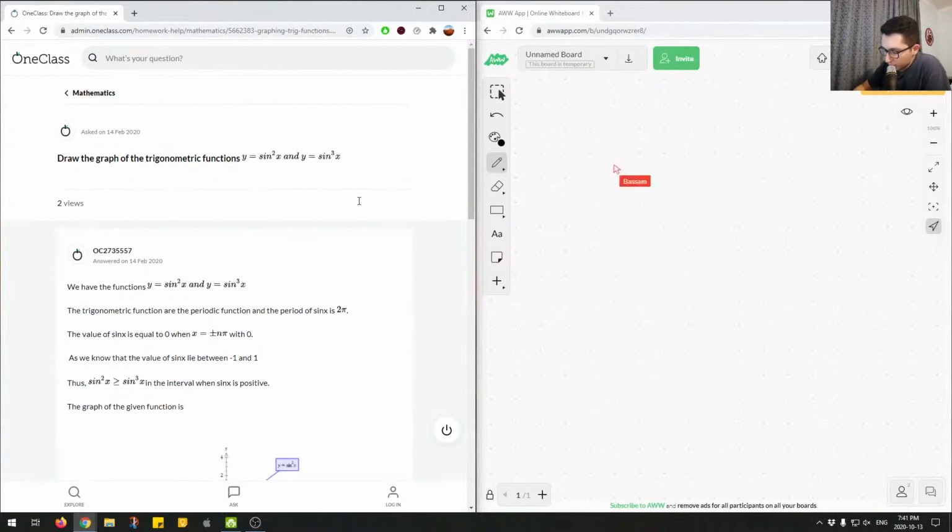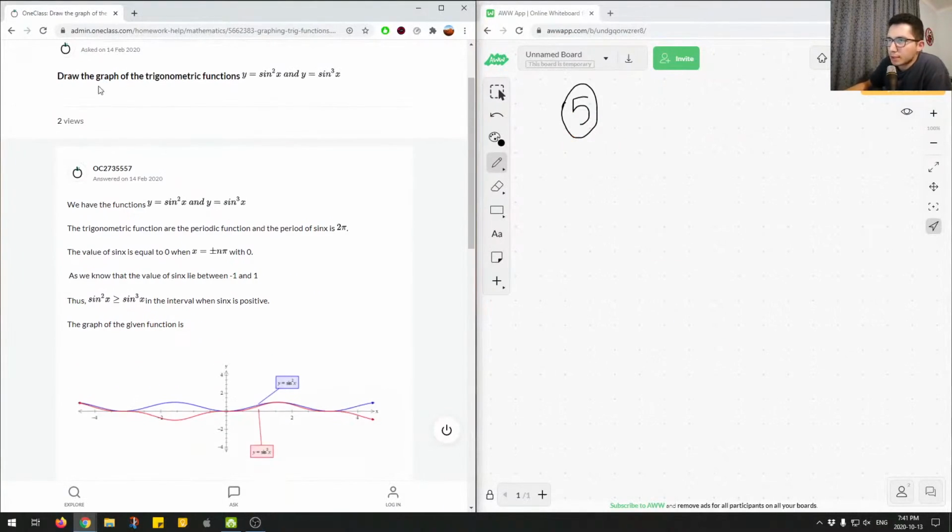So the next question, we have question number 5. Okay, so we're asked here, draw the graph of the trig functions y equals sine squared x and y equals sine cubed x. So the junior tutor has the following answer, and then we'll go through how to get about the correct answer. So we have these two functions.